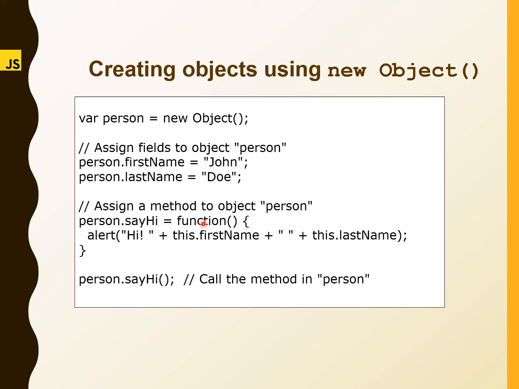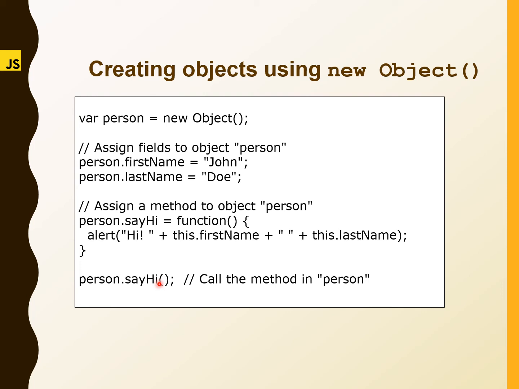Now how can we call the sayHi function in the person object? In order to access a function in an object, we have to use object name dot function name. So here person is the object and sayHi is the function. So person.sayHi().